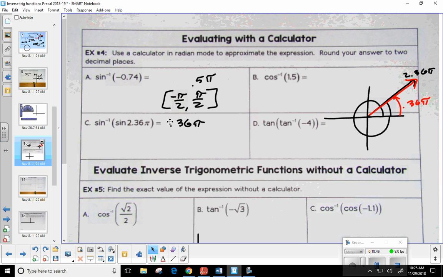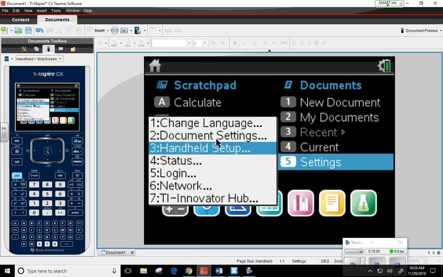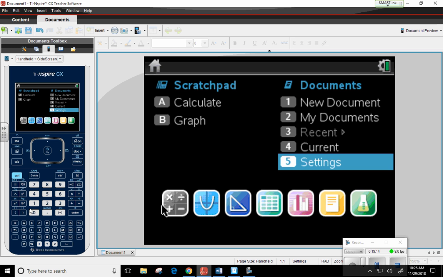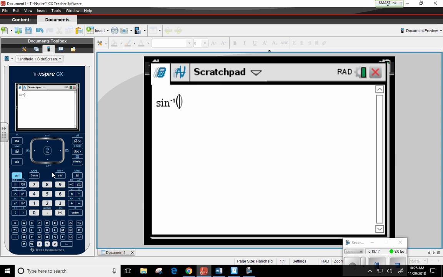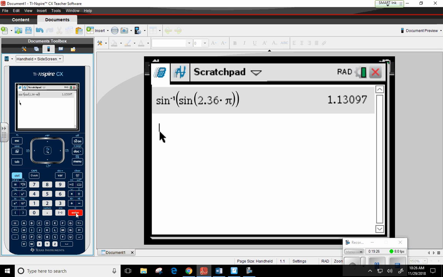Now, I know you're saying, well, wait a minute, it wanted you to go ahead and plug it in to 2 decimal places, right? Okay. Now, here I'm going to have to go back to radians, because is 2.36 pi radians or degrees? It's definitely radians. What tells you that? The fact that we have pi. Okay, so I'm going to go back to the settings. I'm going to change it again. So degrees to radians. Make default. Okay. Now, I believe it was sine inverse of sine of 2.36 pi. Okay. So here's my answer.